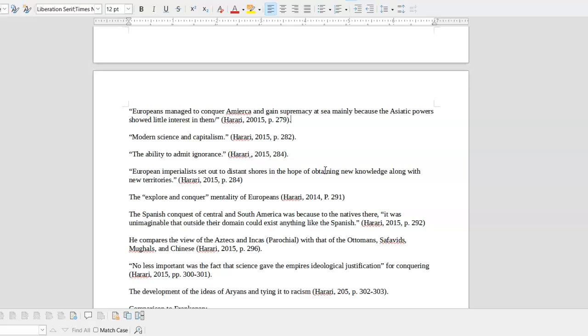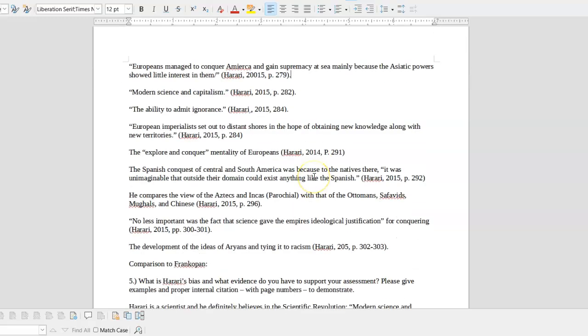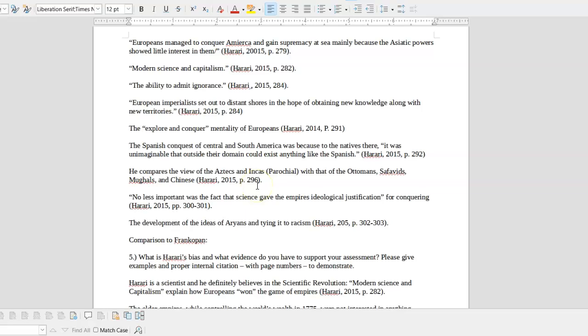He owns that the Spanish conquest of Central and South America was driven because of the natives themselves and their inability to conceive that there were people like the Spanish out there, or as he puts it, it was unimaginable that outside their domain could exist anything like the Spanish. And that's also going to play into the same thing with the Ottoman Safavids, Mughals, and Chinese on page 296.